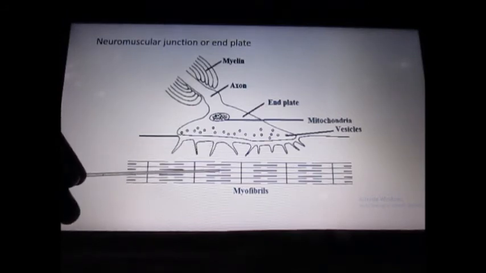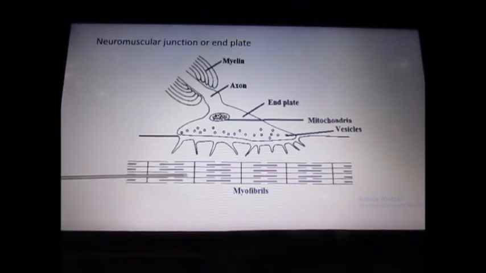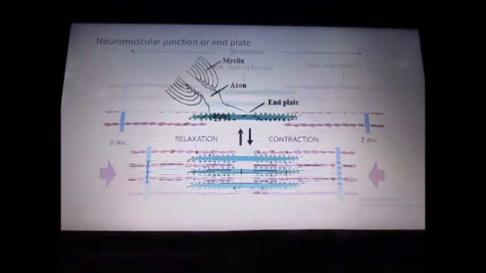And this will bring a change inside. What will be that change? The filaments of myosin and the actin will bridge, they will attach. And as they bridge, the myosin will pull the actin inward, and by that time, the structure will shorten, and we say the muscle has contracted.